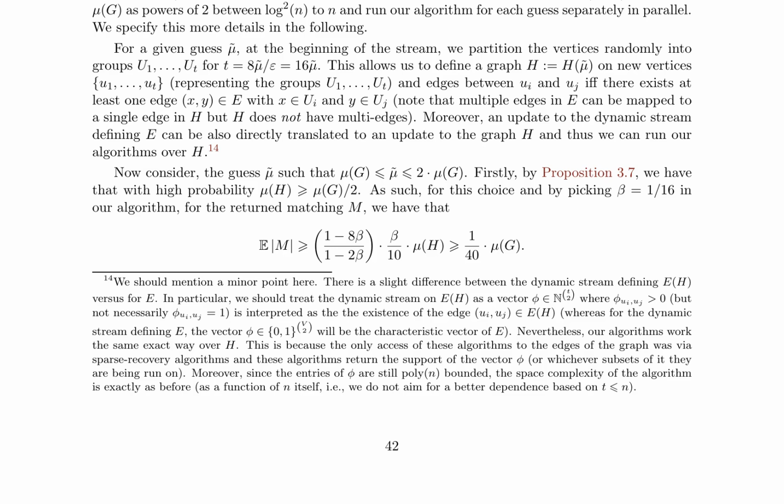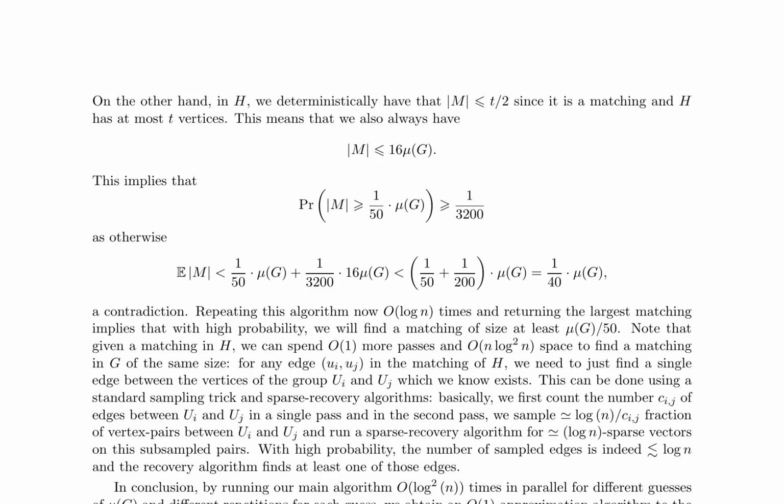The proposed algorithm achieves a high probability bound on the approximation ratio, making it a significant contribution to the field of machine learning and computer science. The paper presents a novel algorithm for finding a maximum matching in a graph using a dynamic stream, operating in the semi-streaming model with limited memory.